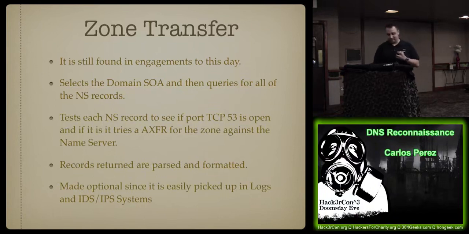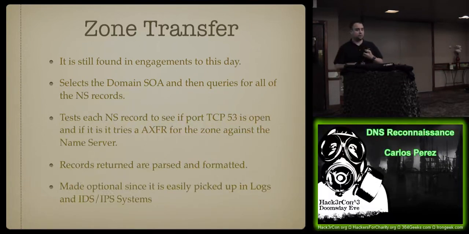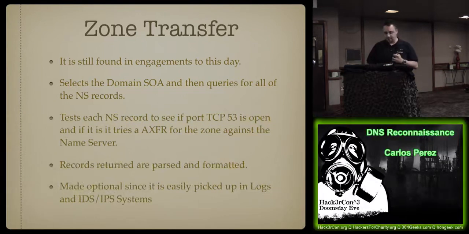So the way DNSRecon works is, it will query for the start of authority record, it will find it, it will query that server for all of its NS records, and then it will check if that NS server actually has port 53 open. If it doesn't have port 53 open, I will not attempt a zone transfer, so as to not trigger any IDS or IPS unless I really need to. If it does find it open, it will perform the zone transfer.